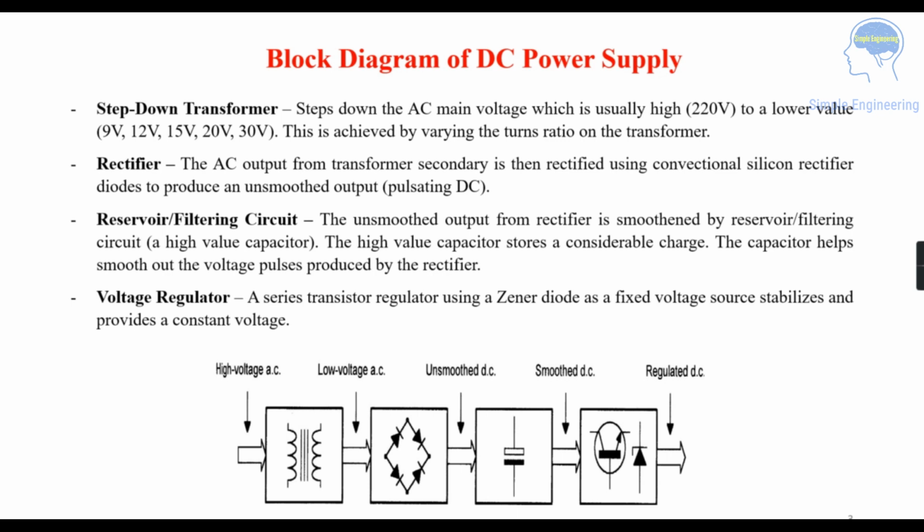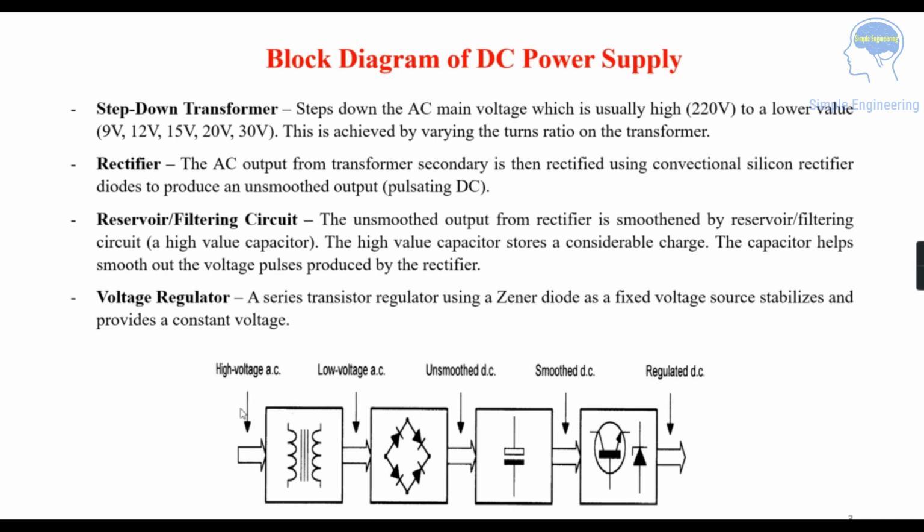And by using a reservoir or filtering circuit, we will smooth the unsmoothed DC. So the unsmoothed output from the rectifier is smoothed by a reservoir or filter circuit, where we are using a high value capacitor for filtering. And the high value capacitor stores a considerable charge, and the capacitor helps smooth out the voltage pulses produced by the rectifier.